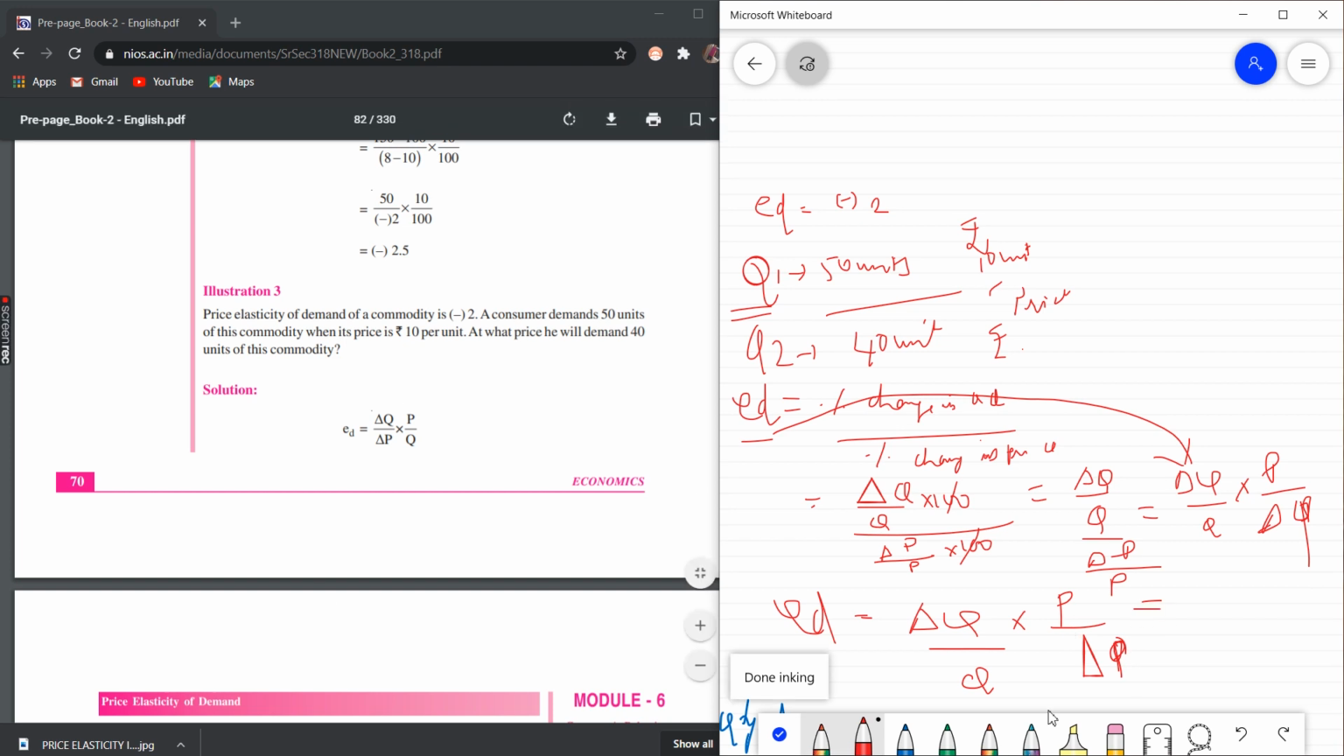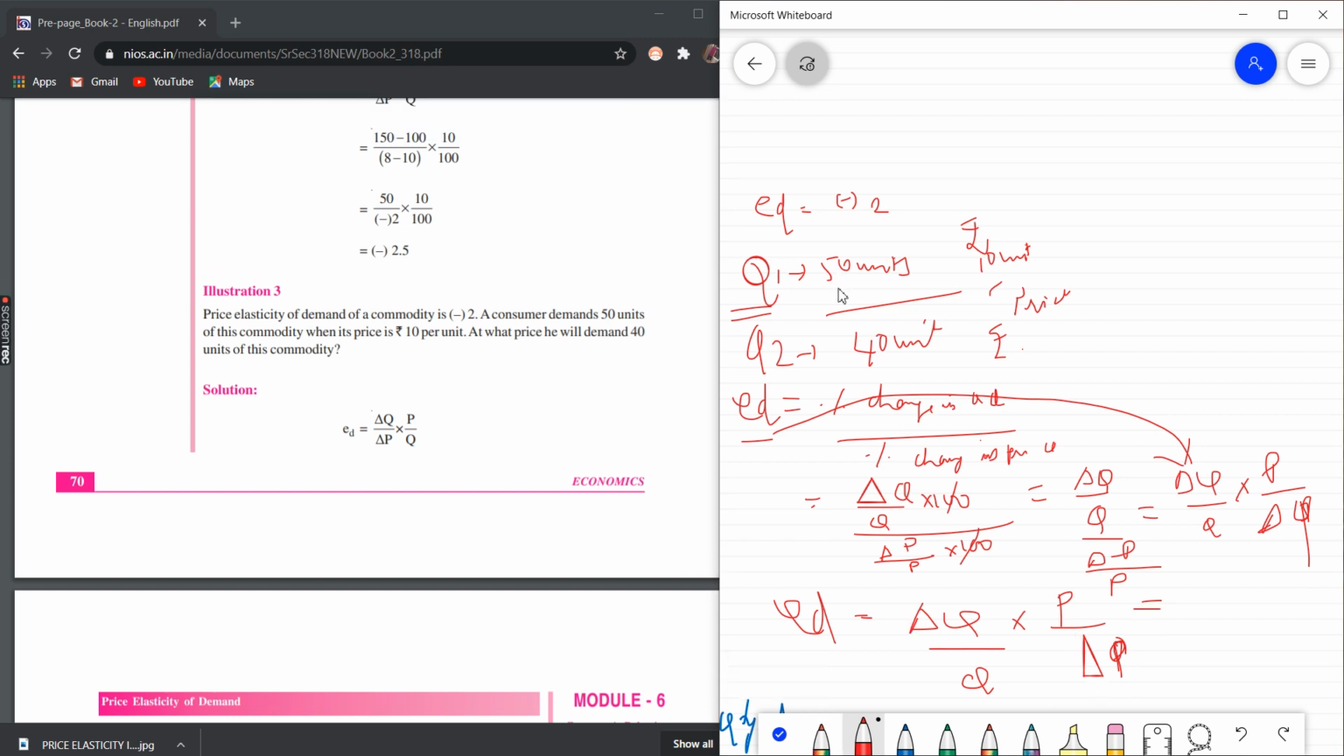So now substitute here. The question already gave 50 units, so Q is 50 units, initially 50 units. Then change in Q: it goes from 50 to 40 units, so change in Q is equal to 50 minus 40, which is 10, into P, the initial price given, rupees 10, by change in price, which we have to find.